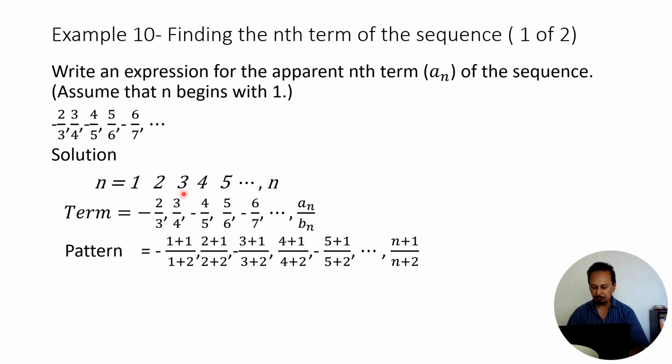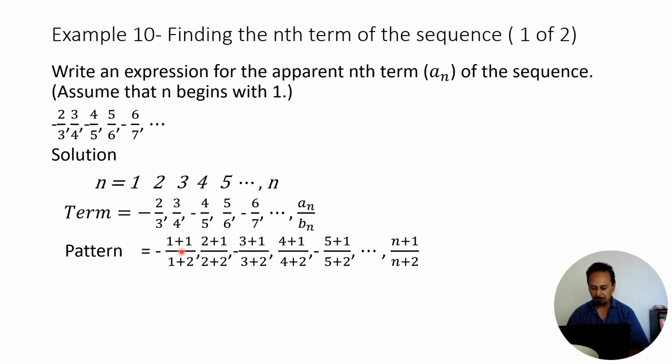The number of term is 3, the term is negative 4/5. So the number of term is 4, the term is 5/6. The number of term is 5, the term is negative 6/7. When the number of term is n, what is the term? That's what we have to find. So let's check the pattern.